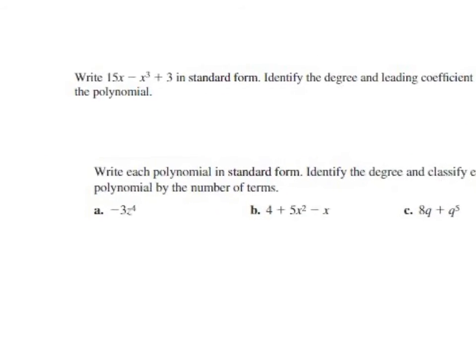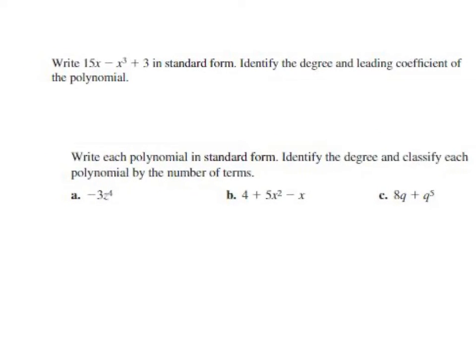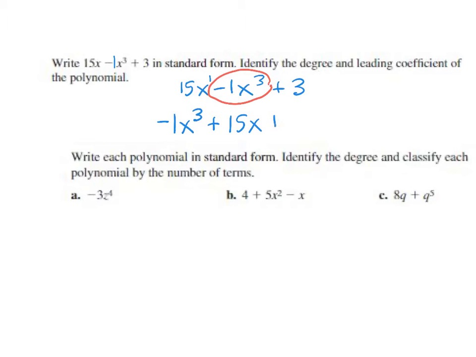So here we go. We're going to write this in standard form. We're going to identify the leading coefficient. So the first thing I'll do is put a 1 here. So what I really have is 15x minus 1x cubed plus 3. I need to start with the biggest degree. I'm going to put a 1 here to remind myself. So I would take this entire term, and this would be negative 1x cubed plus 15x plus 3. We start with the largest degree and we go down. We end with the constant.